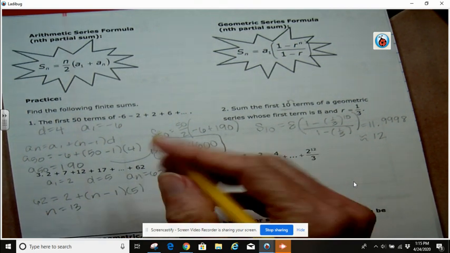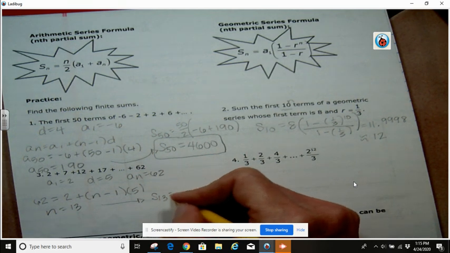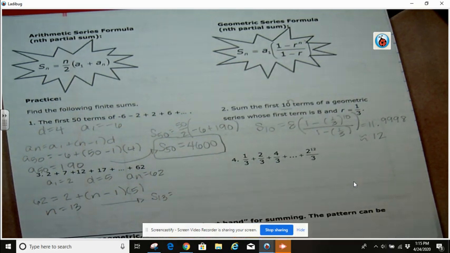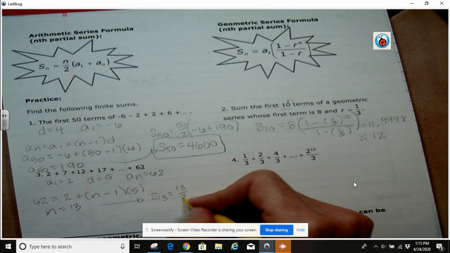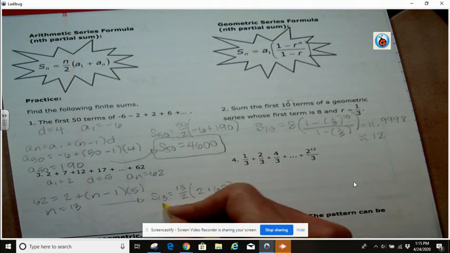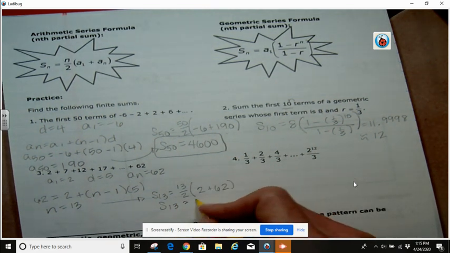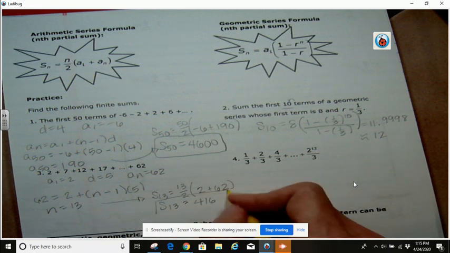And now we have all the information we need for our formula. So we're going to find the sum of the first 13 terms. n is 13. The first term is 2. The last term is 62. And the sum of those first 13 terms is 416.